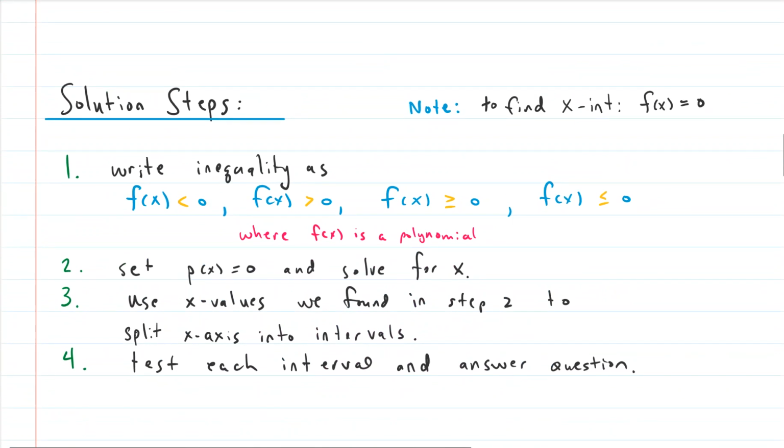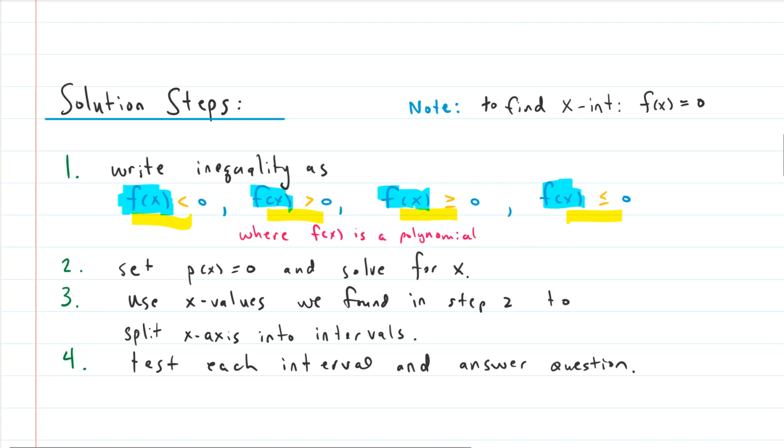So the first thing we do is we write the polynomial inequality in one of these four forms. So we've got all four of the inequality options here. And the important part is that you need to have all of the polynomial on one side, either all on the left or all on the right, and then you have 0 on the other. That's important. So the first thing you do if it isn't in that form is you take everything to one side of the polynomial inequality.